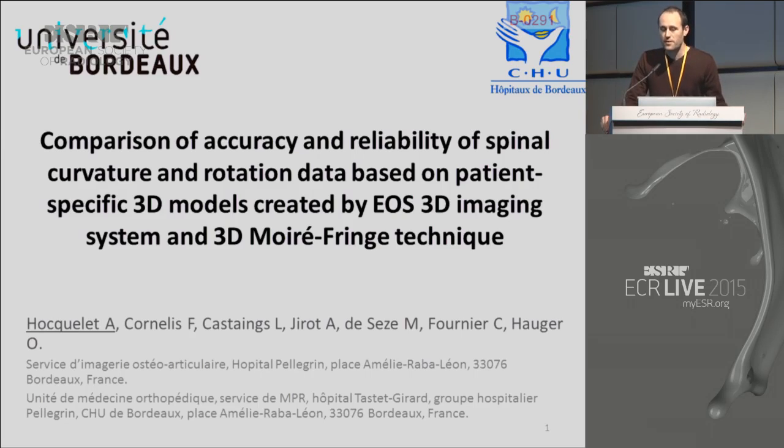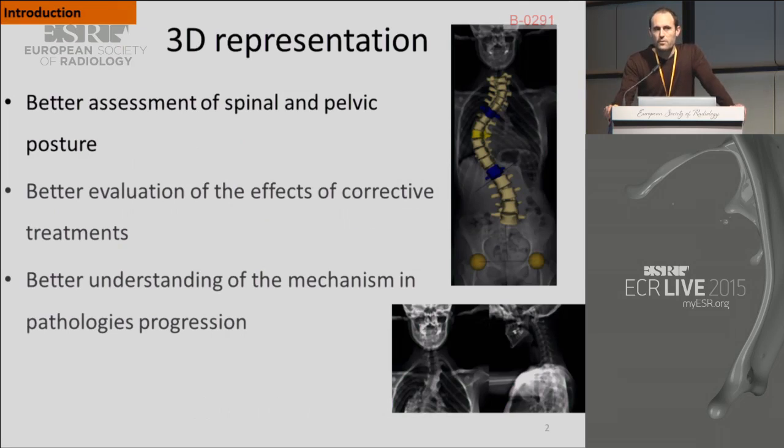I will present the result of our study comparing accuracy and reliability of spinal curvature and rotation data based on patient-specific three-dimensional models created by EOS three-dimensional imaging system and three-dimensional Moiré-Fringe technique. As you know, 3D representation of the spine offers better assessment of spinal and pelvic posture, a better evaluation of the effect of corrective treatment, and a better understanding of the mechanism in pathology's progression.